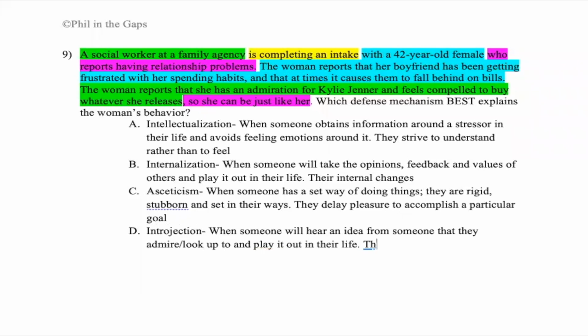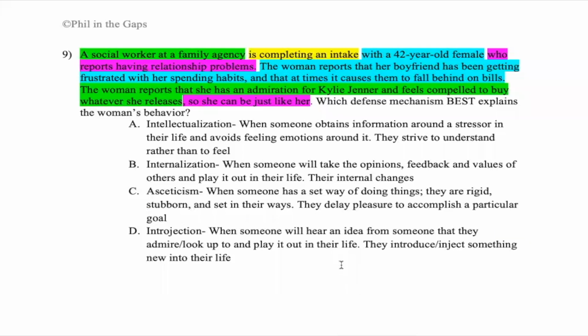So they introduce or inject something new into their life. So let's look back at the question to see what we're looking at in particular. Quick review. Social worker, family agency, that's who we are, where we're at, completing an intake. Any length of time, hop on top of it because it all paints the picture of what we're looking at.